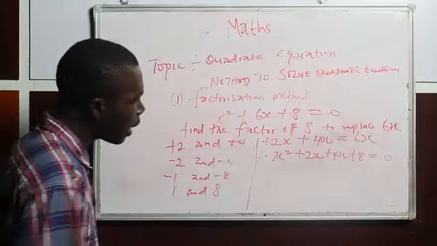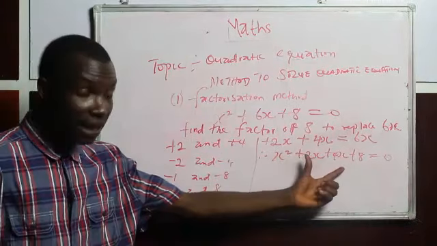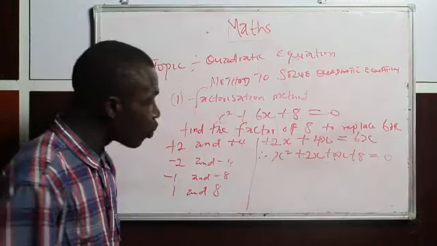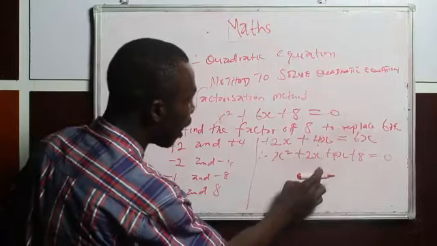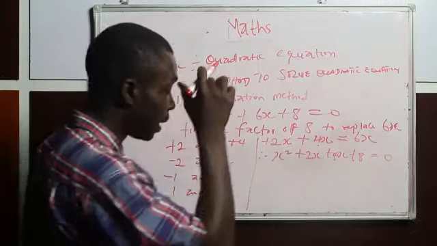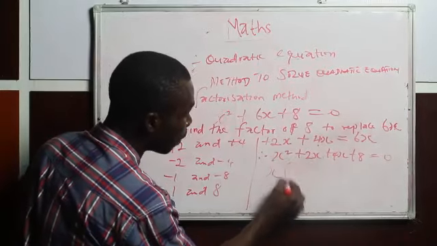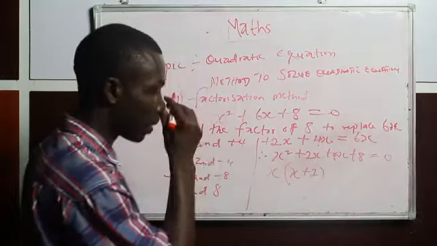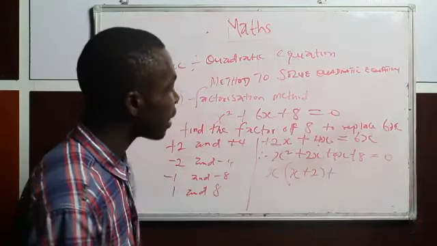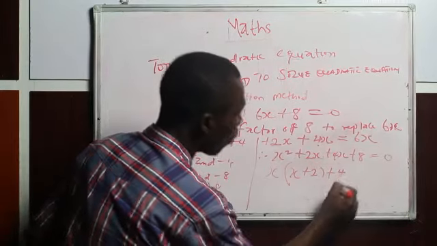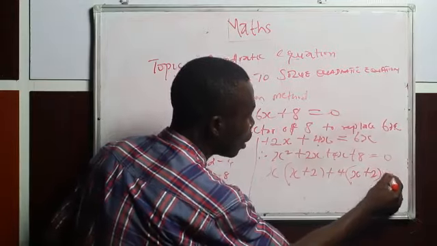Therefore, let us proceed by factorizing this equation. The next step is to factorize this equation. How do we factorize this equation? What is common between x squared and 2x? We have x, which is common between this and this: x bracket x plus 2. Plus, what is common between 4x and 8? We have 4 bracket x plus 2 equal to 0.